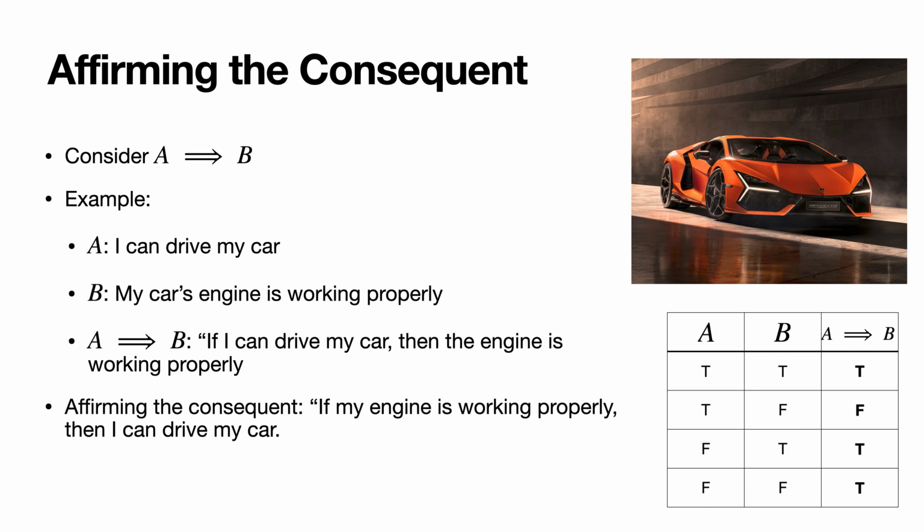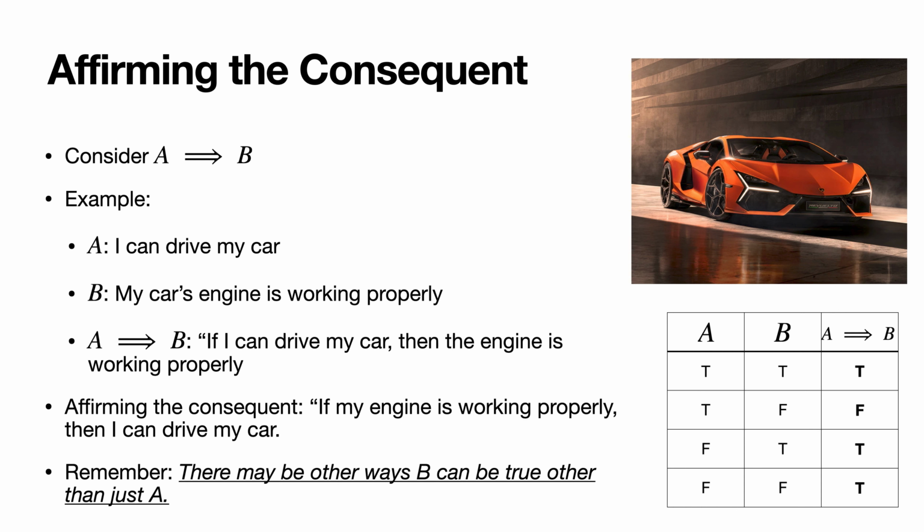Now, the way to fix this is to rule out all the other possibilities. For instance, if you were to say, if my engine is working properly and there's nothing else out of the ordinary, then I can drive my car. So remember that A implies B doesn't say anything about A being the only way B can happen. There might be other ways B can be true other than just A. So be sure not to flip these. And if you look here, this is the problem that happens when you affirm the consequent.